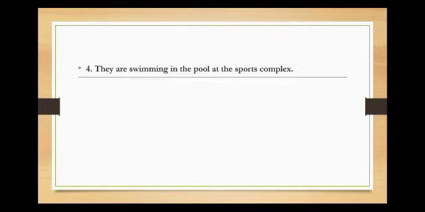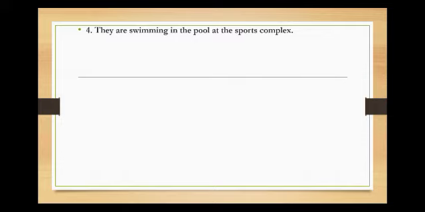Okay, let's see whether you can solve this one. They are swimming in the pool at the sports complex. This one is easy because it is in present continuous and you have to change it into past. So what you have to do is just change the helping verb. In place of are, you will write were. They were swimming in the pool at the sports complex.